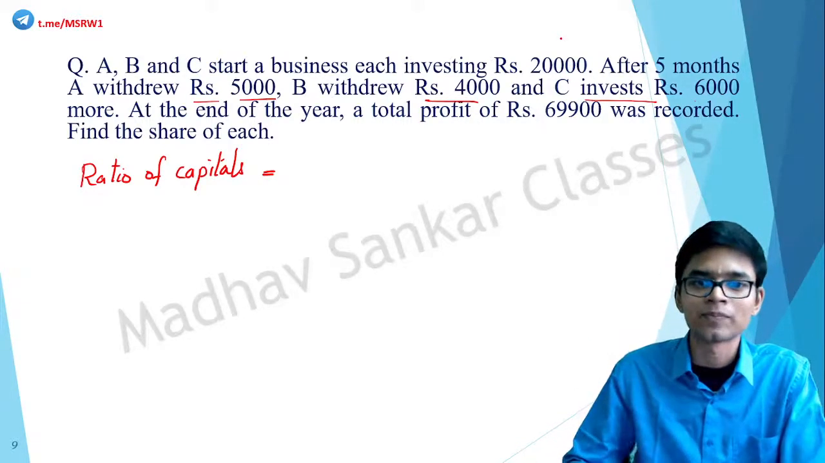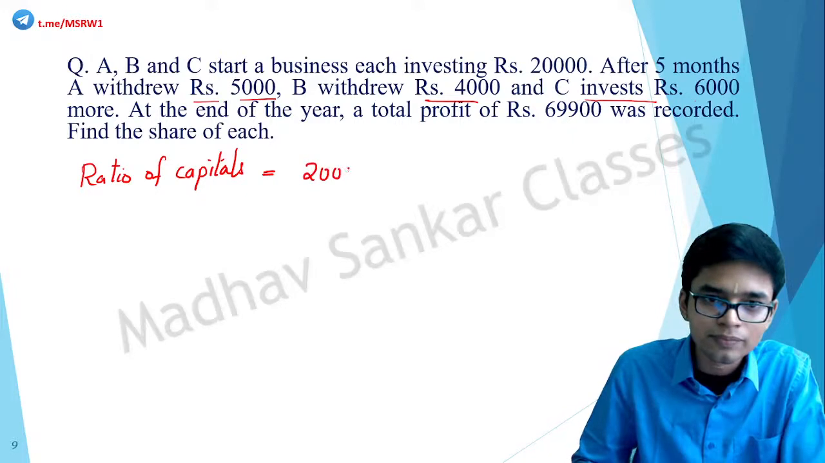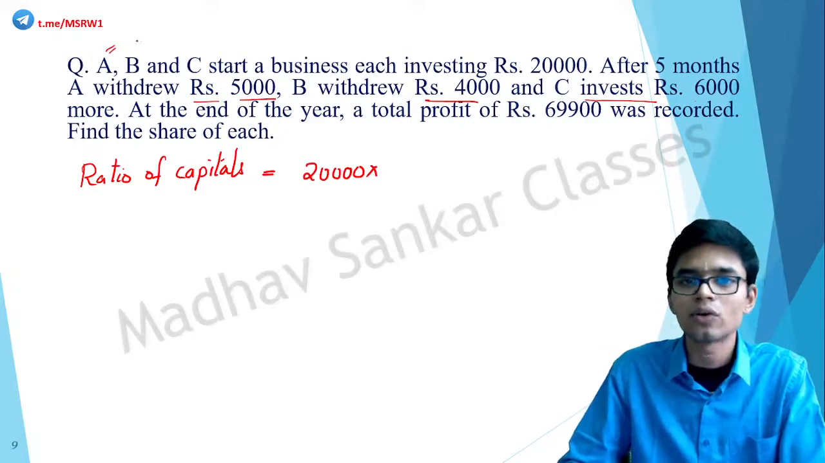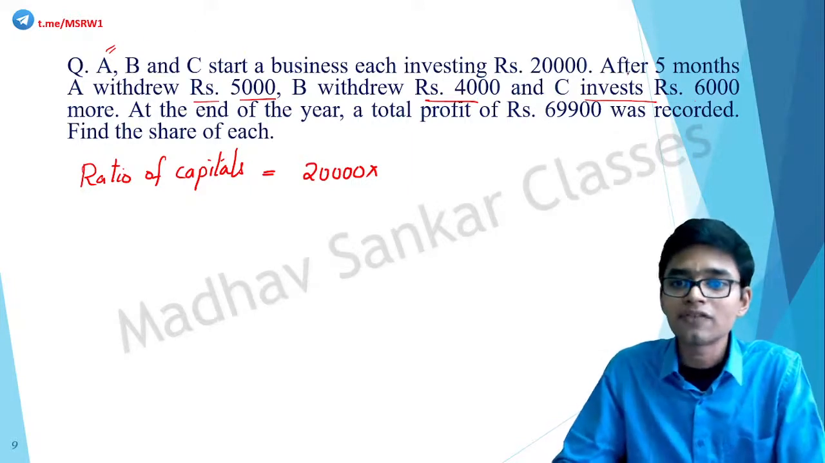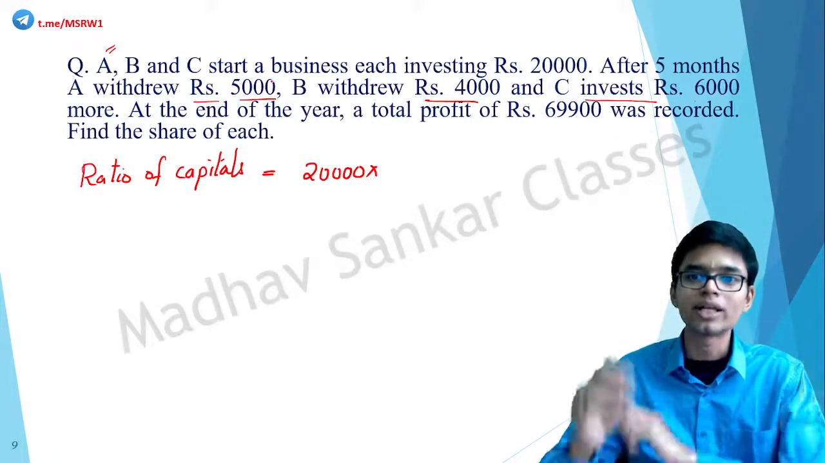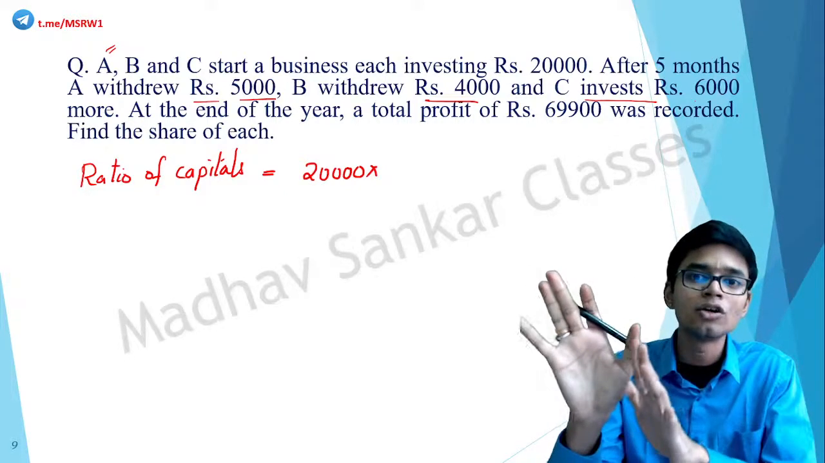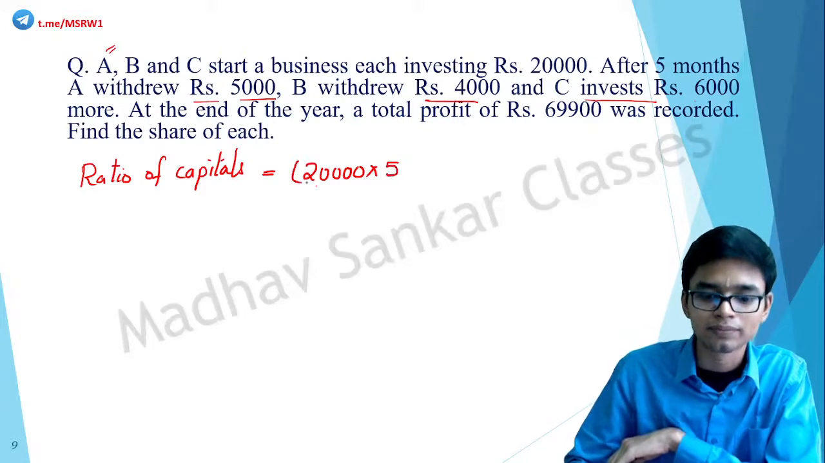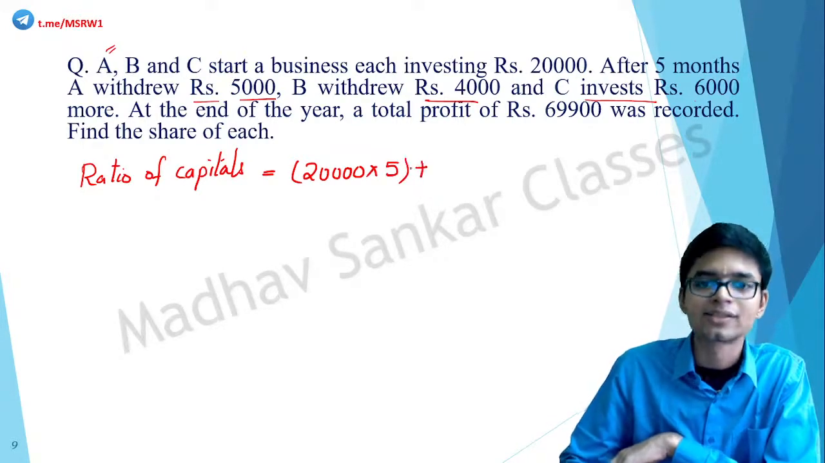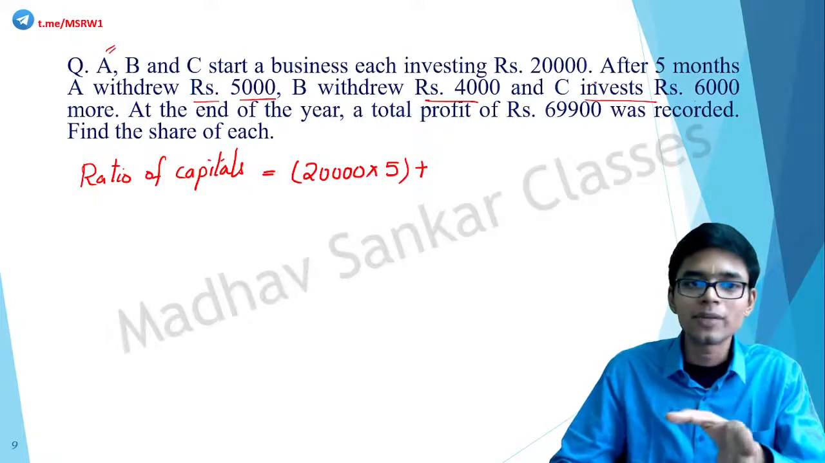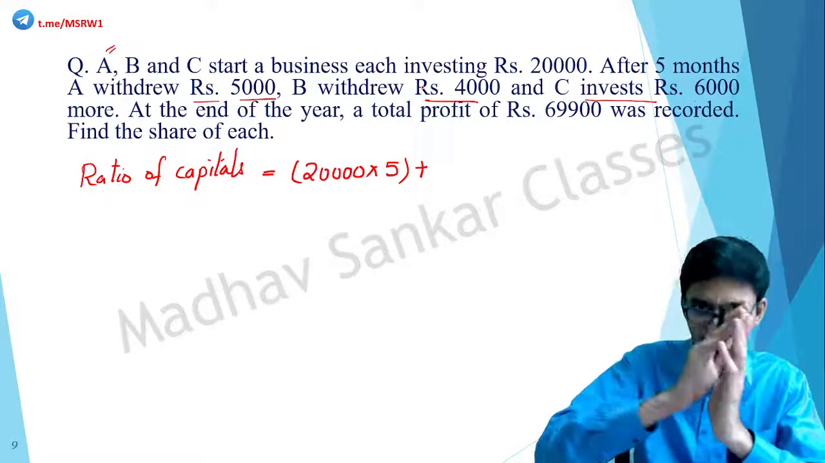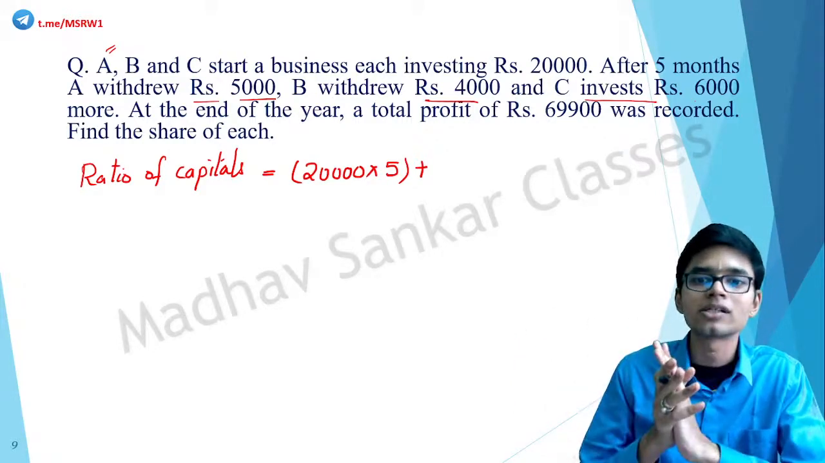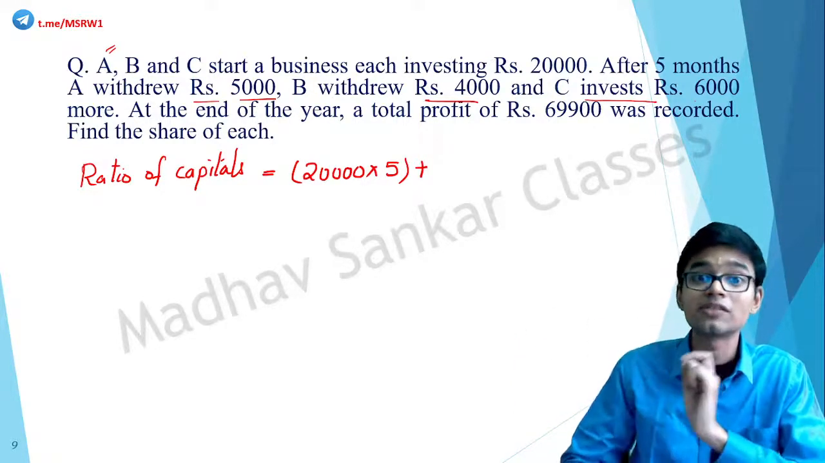That is the question. So 20,000 into, okay, A is, we are starting with the value for A, investment of A, into, after 5 months, A withdrew 5,000 rupees. So that 20,000 rupees was there for only 5 months. Correct? So 20,000 into 5 plus, after 5 months, A withdrew 5,000 rupees. So from then onwards till the end of the year, the remaining time, how much amount was there? 20,000 minus 5,000, that is 15,000 rupees.